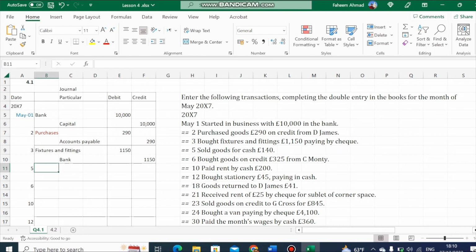Third, actually it's a transaction on 5th. Sold goods. Sold goods means sales revenue. Sales revenue is income, increases. Income increases, credit. Sold goods for cash. It means business is receiving cash. Cash balance in the business is increasing. So cash is an asset, increasing, debit. Amount 140.